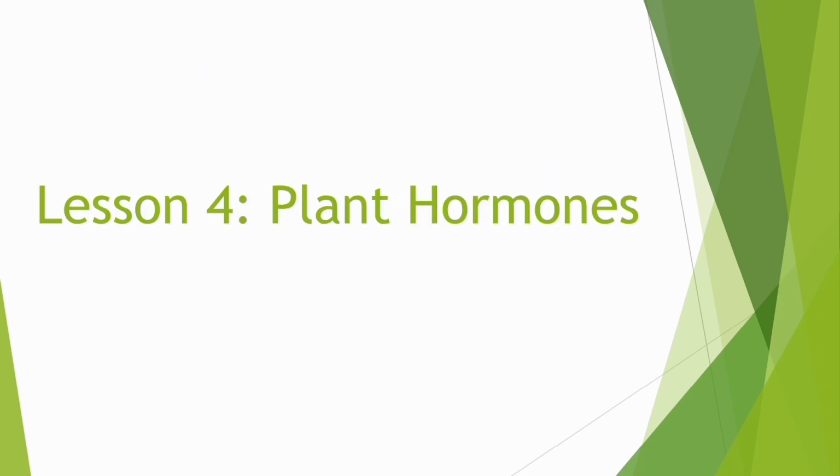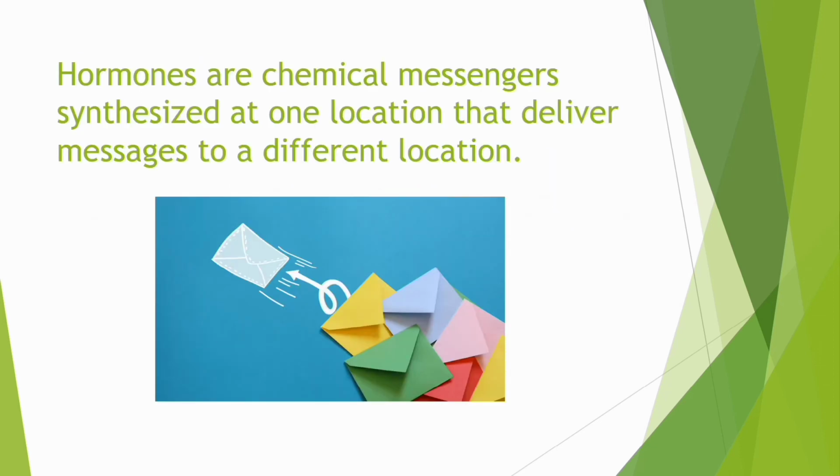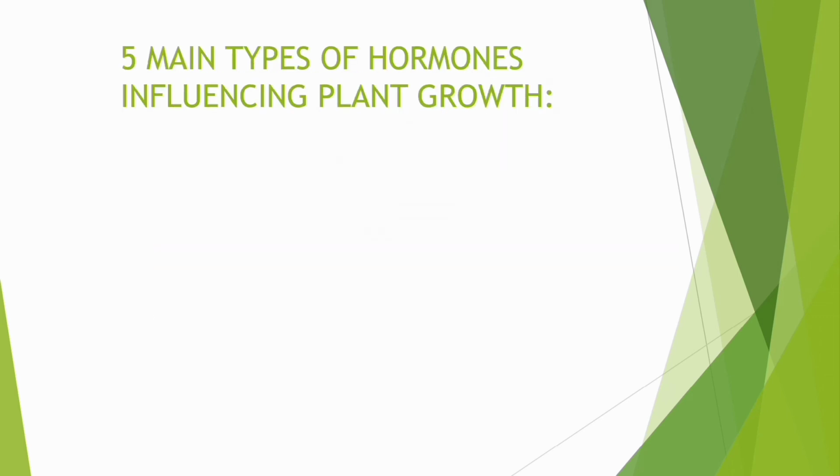Topic 4 is about plant hormones. Hormones are chemical messengers synthesized at one location that deliver messages to a different location. Here are 5 main types of hormones influencing plant growth. Auxin. This hormone allows plants to bend towards the light.